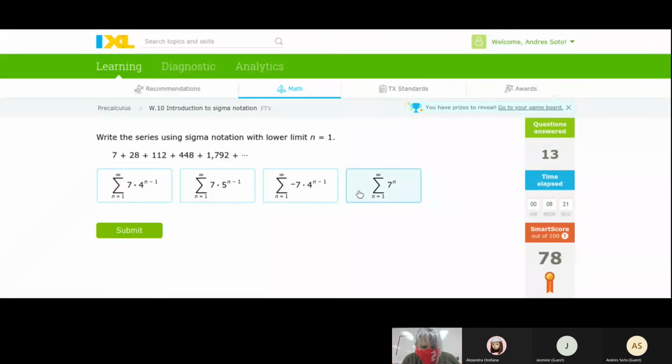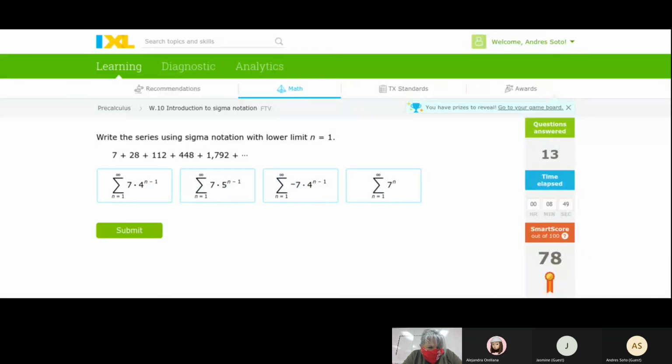Okay, so it goes to figure out if it actually does produce those terms that you see. So it starts with n equals 1. So when you put 1 in there, do you get 7? So the third one doesn't work because when you put 1 in there, you get negative 7. Right? So that one's no good. So it's between the first one, the second one, and the fourth one.